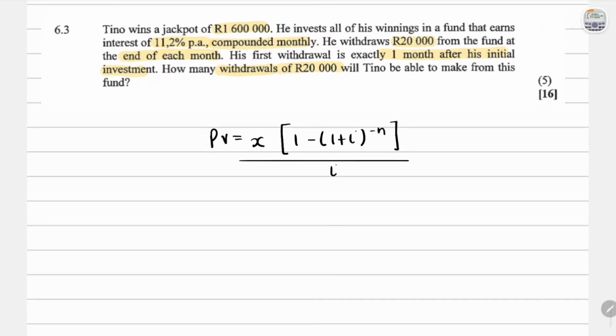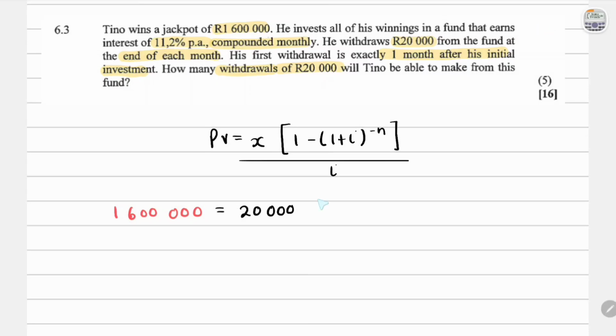And here are the amounts. The present value is always the loan amount. How much is being given to the bank? It's 1,600,000. That's how much basically Tino is loaning to the bank. And x will be the monthly payments, okay? Because Tino is getting money from the bank, 20,000 Rand each month, the bank has to pay Tino 20,000 every month, meaning that is x. That is the repayment.